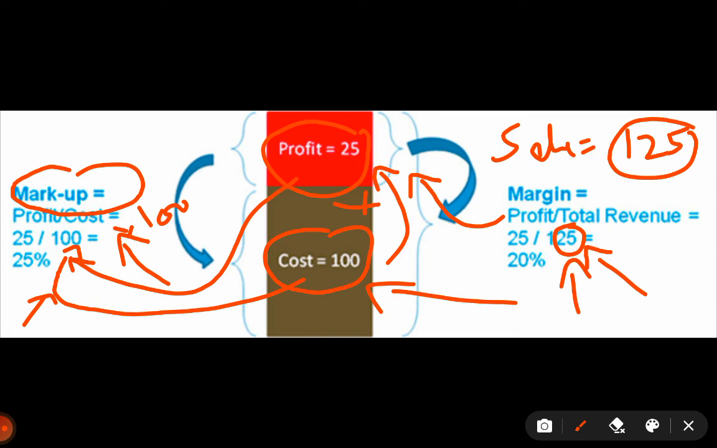So I hope this video clarified your concept about the difference between markup and margin. In both cases the numerator is profit, but in markup the denominator is cost, and in margin the denominator is selling price.